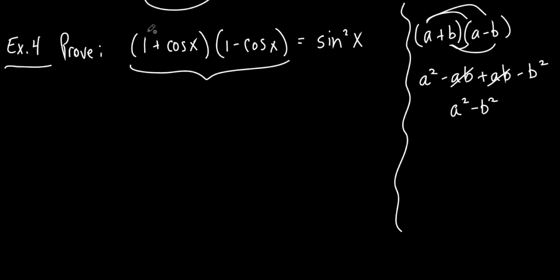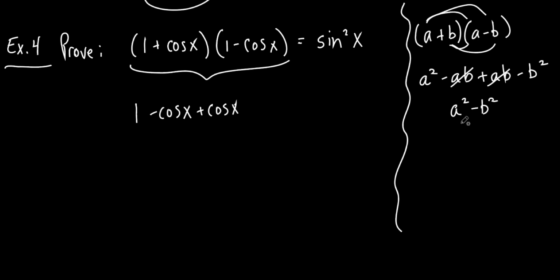Now, let's keep going. I'll never be able to finish if I stop every 2 seconds. So let's do the FOIL method. 1 times 1 is 1, right? It's 1 squared, but what's 1 squared? It's 1. What happens with the outside and the inside now? They cancel out. What's 1 times negative cosine? It's negative cosine. What's positive cosine times 1? It's a positive cosine of x. See how they cancel out now?